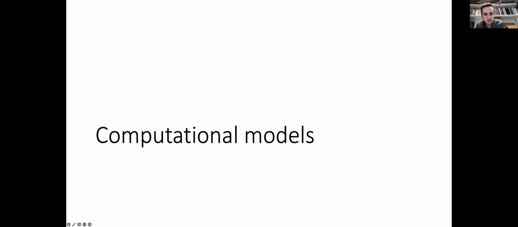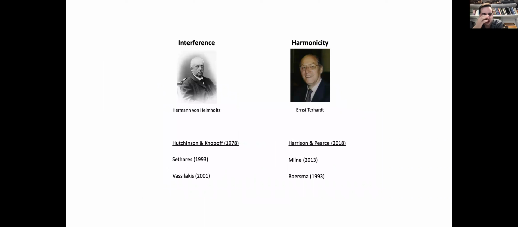Great. Okay, and then I'm going to talk about several computational models that we use to help us to interpret the data. And these models are designed to reflect the 2 main theories that we're considering today, interference and harmonicity. And we've analyzed the data using a big variety of models representing these different theories. But today, for simplicity, I'm just going to focus on results from 2 representative examples, one from each tradition.